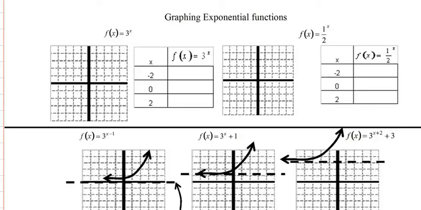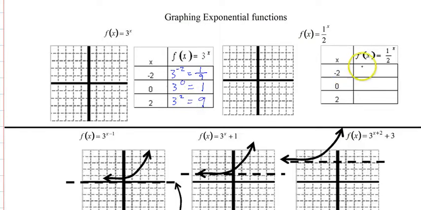Alright, graphing exponential functions. Let's take a look at the first one and just see what's going on with an exponential. So this is 3 to the negative 2, this would be 3 to the 0, and 3 to the 2. I'm just plugging in the x values. So with a negative, we flip it. So this is 1 over, and then 3 squared would be 9. And then we get 1, and then we get 9.